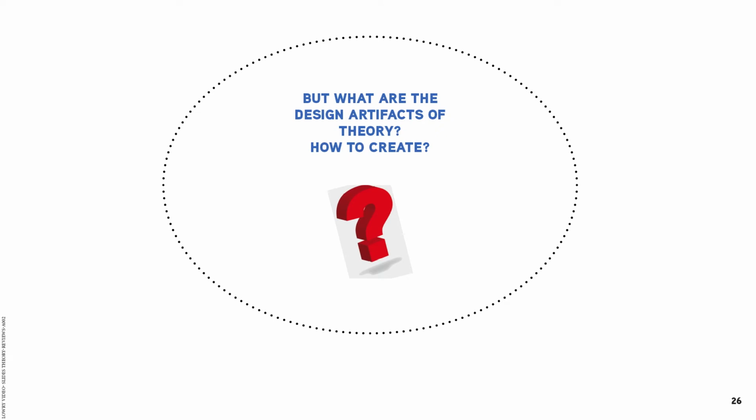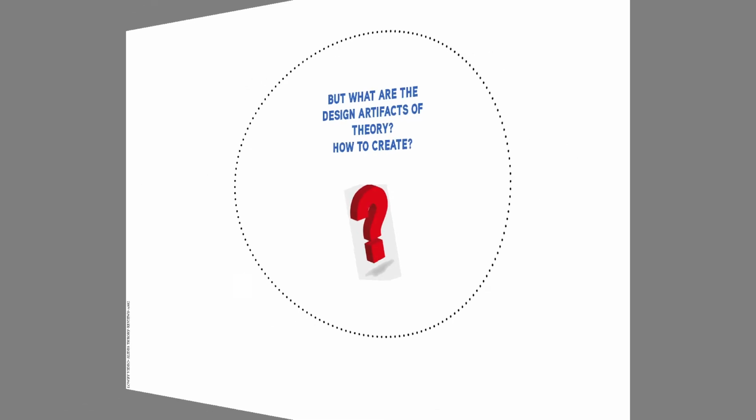Okay, so this leads to the next important question. Well, what are these components or what are these design artifacts of theory that we need to be aware of? And how do we create these artifacts? And how do we know if we have good artifacts or bad artifacts? This, my friends, if you can master, is the key to the highest impact, highest breakthrough theorization that leads to not just original theory, but breakthrough empirical work.